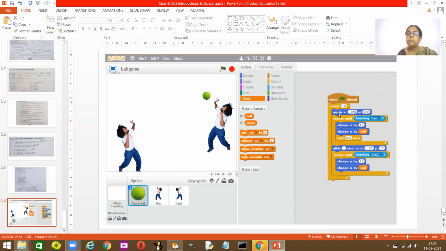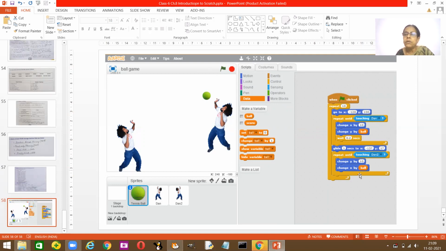So you can see the steps are given here. When clicked, repeat 10 times, and go to the x-axis. You have to check where the x-axis is by seeing where he's standing, so that the ball should go till there. And then the y-axis, how high and how low. So this is your y-axis and this is your x-axis. Then repeat when it touches Dan. There are two people, Dan and Dan 1. You need to make two costumes, Dan and Dan 1, and change X by 10.